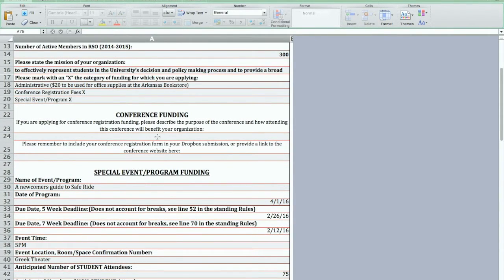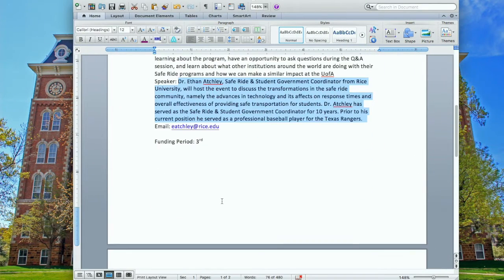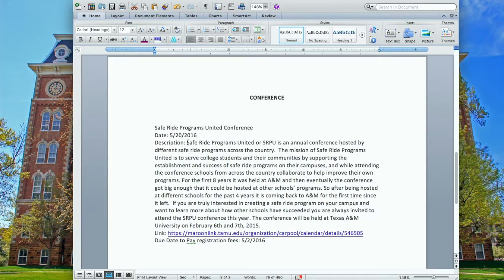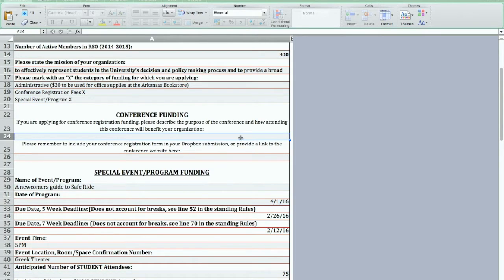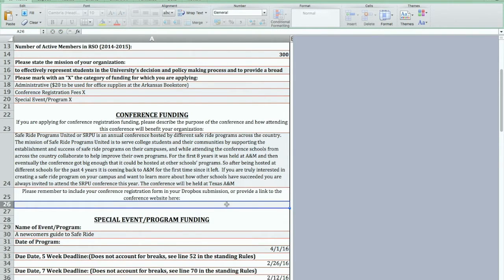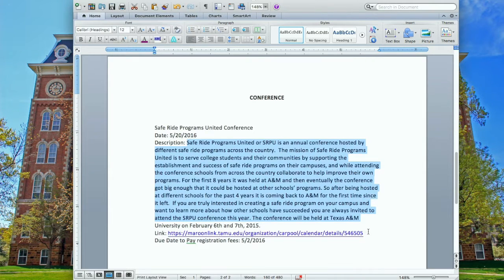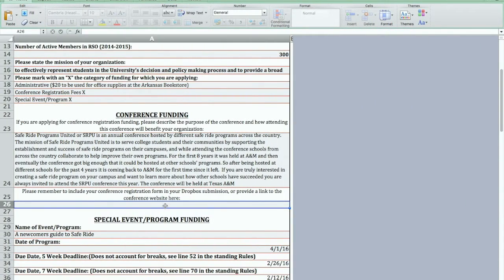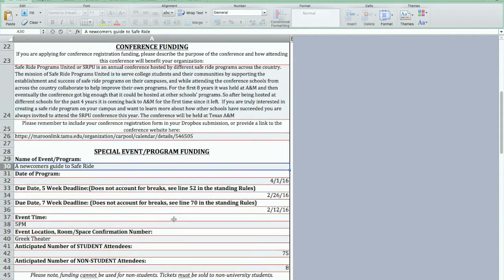And so, where's the conference? Okay, the purpose of the conference, and I have that purpose here, is the Safe Ride Programs United Conference. That is in College Station, Texas, so we'll put that information in later. The registration link for that conference is right here, and I'm going to provide this so that the board members can view the conference, the educational value, things of that nature.